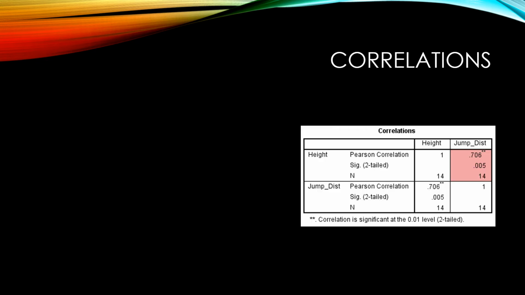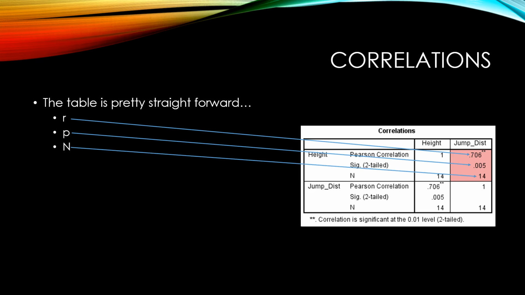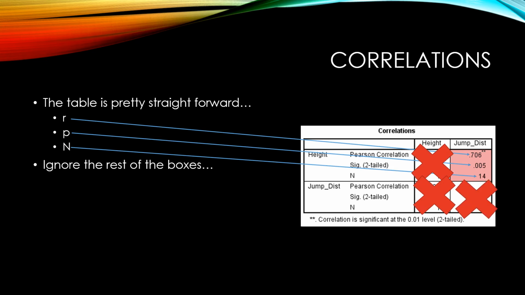Moving on to correlations. SPSS is pretty straightforward when it comes to correlations. It spits out this nifty little table. You have your R value, and then your P value, and then your N value. And you can ignore the rest of the boxes. I think it's kind of silly that SPSS provides the output that way, but SPSS is silly about a lot of things.